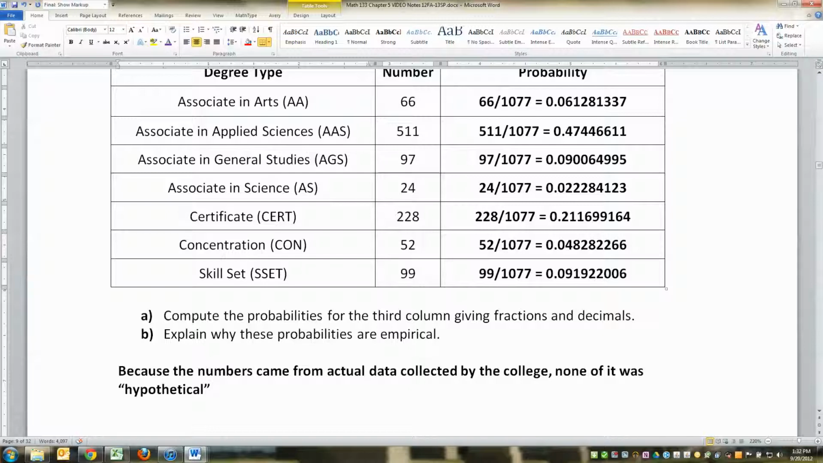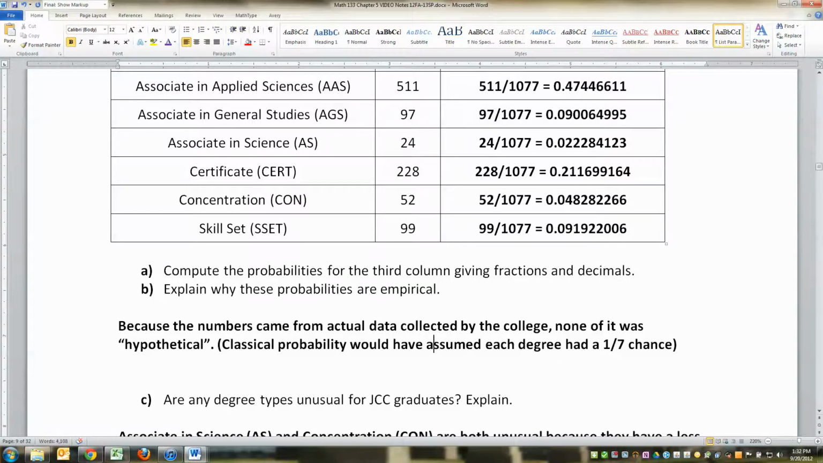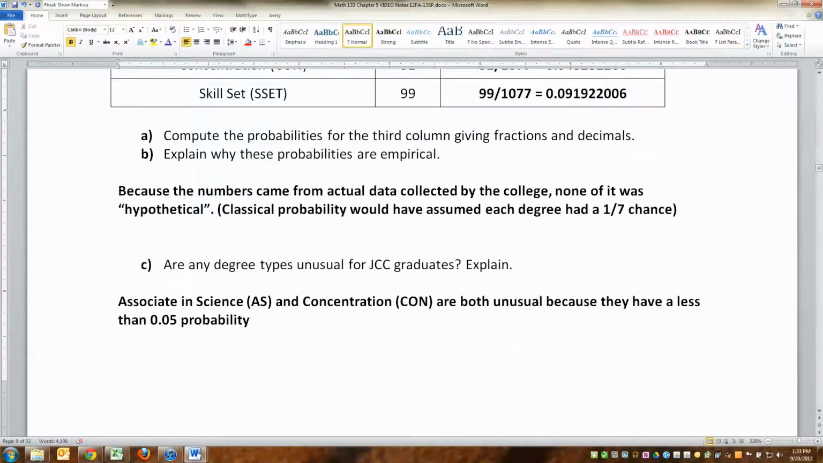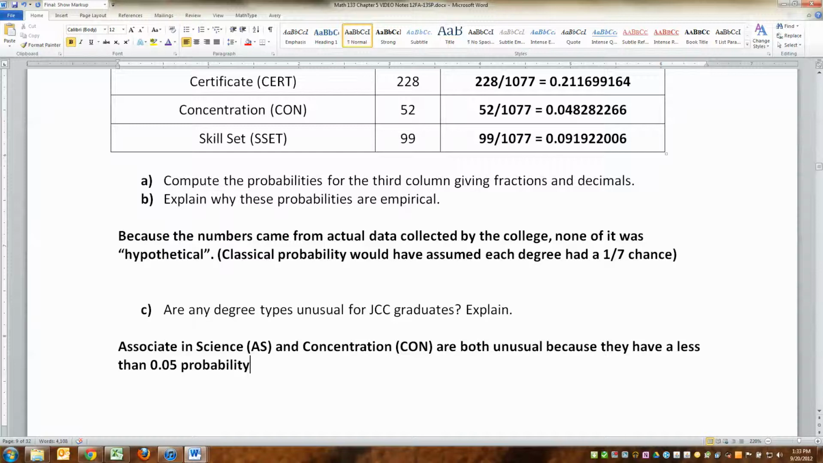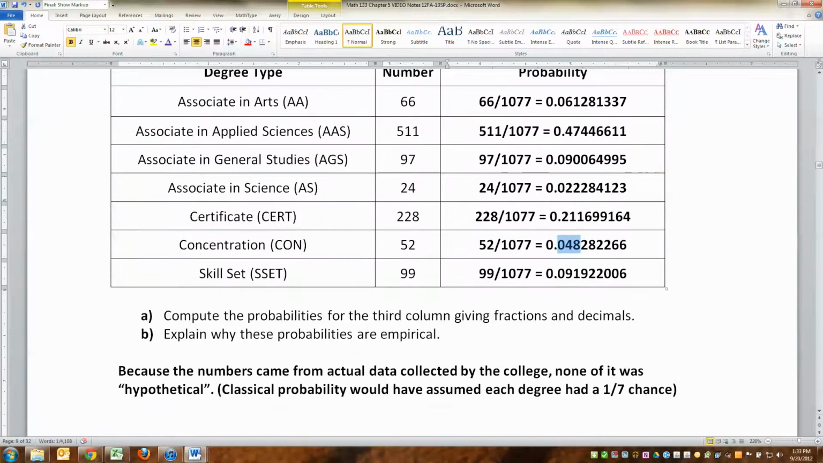We don't assume anything's equally likely. We gather data and figure it out, right? In fact, I just wrote that up. So classical probability would have assumed each degree had a 1 out of 7 chance because there's 7 degrees. Empirical actually gathers data. Now, are there any that are unusual? Yes, there are. There's associate in science, because there's only 24 out of 1077, which is a probability of 0.022, which is less than 5%. And this concentration thing is right on the border, but it's less than 5%. It's less than 0.05. So those two are unusual. None of the rest of them are. Okay?